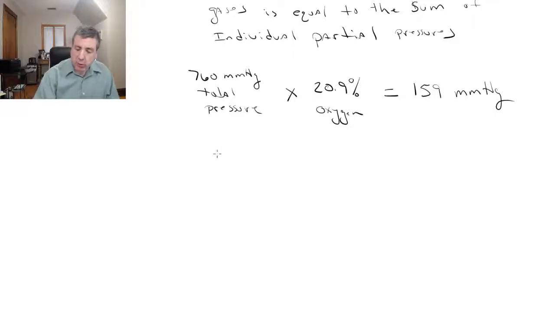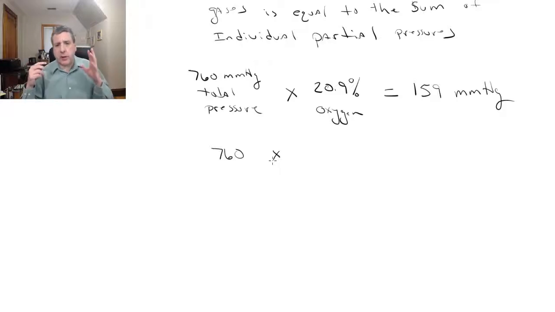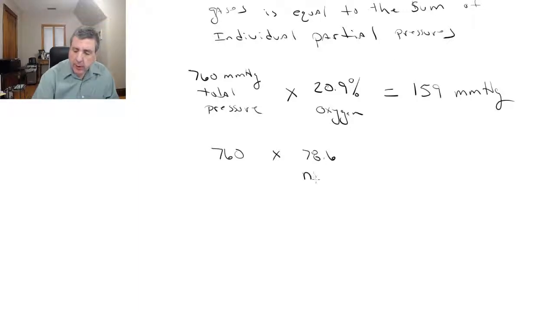The next one we're looking at, 760. Let's do nitrogen since that's the primary gas in it. And that is 78.6. And this is nitrogen.